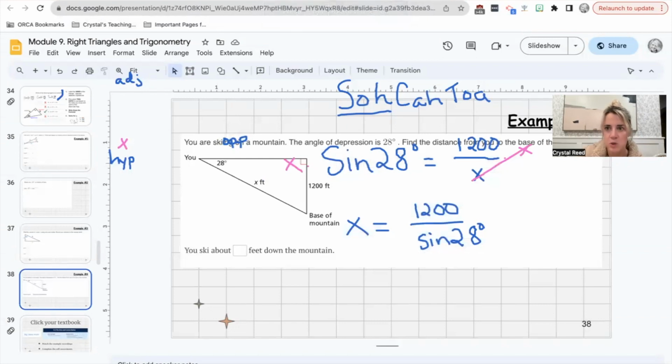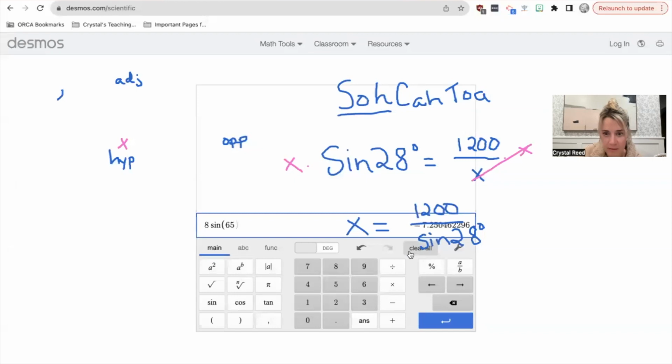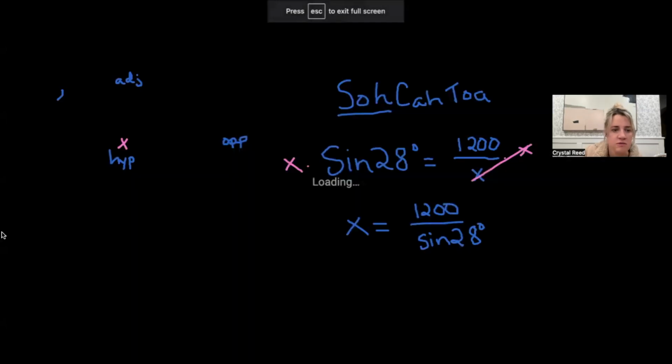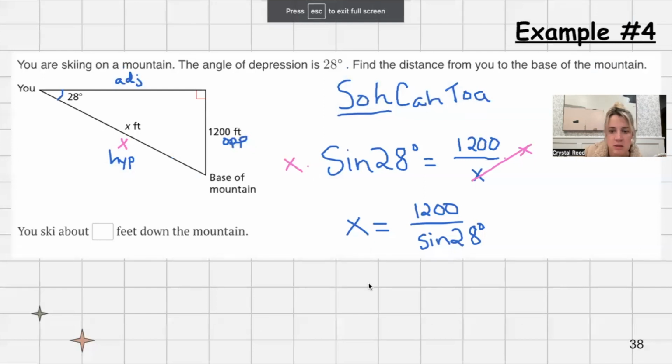1,200 divided by sine 28. This is our last problem. That is, oh goodness, I need to erase some of this to see. 2556.1. Put that in there. 2556.1 feet down the mountain.